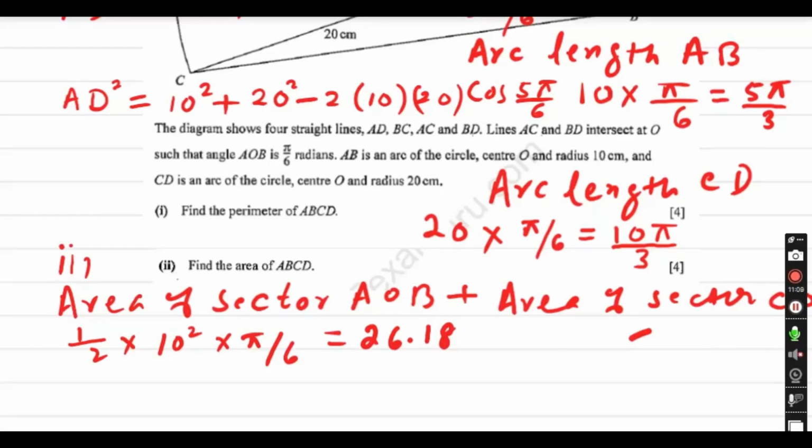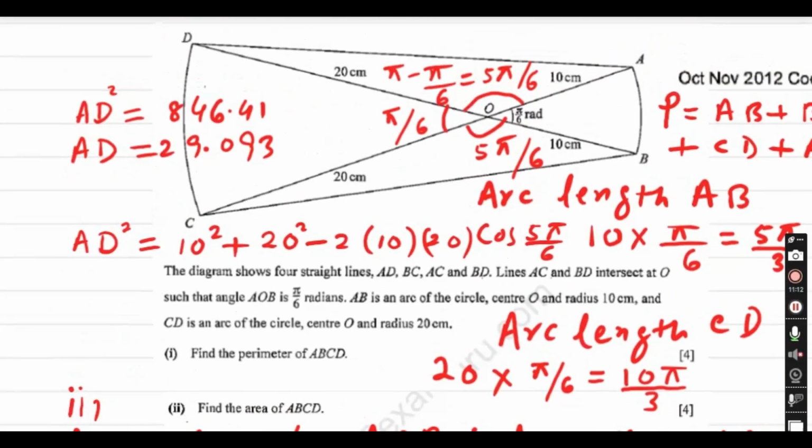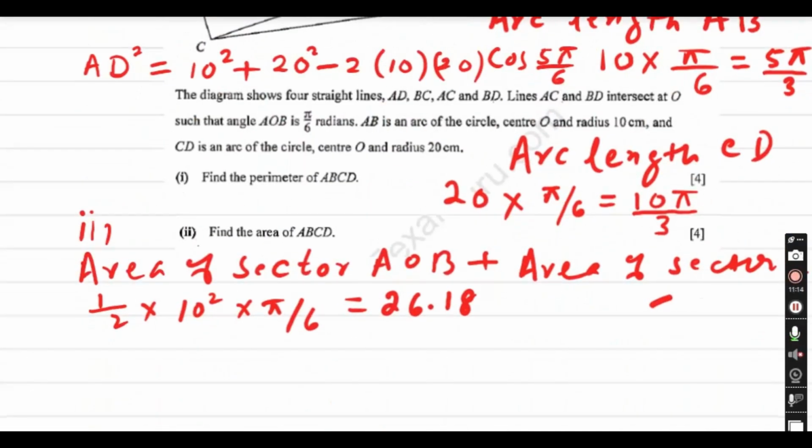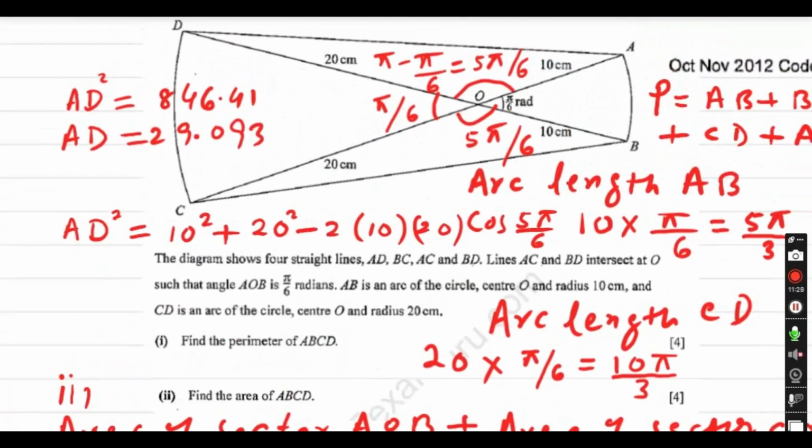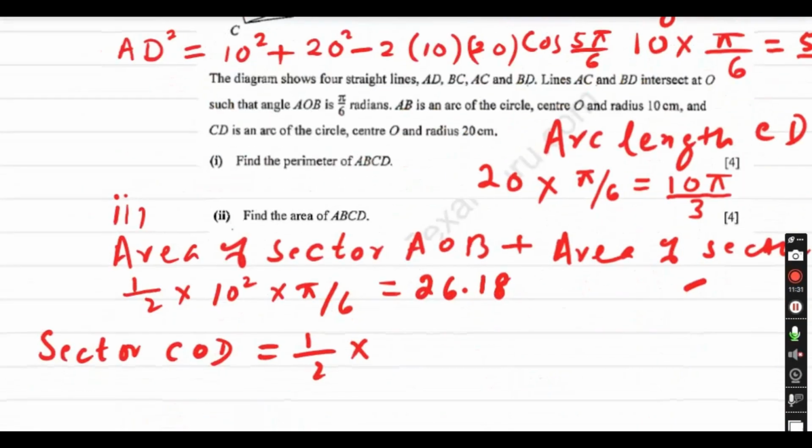Now, area of sector COD. Half into radius square. The radius is 20, so 20 square. The angle is the same, that is pi by 6. The answer is 104.72.